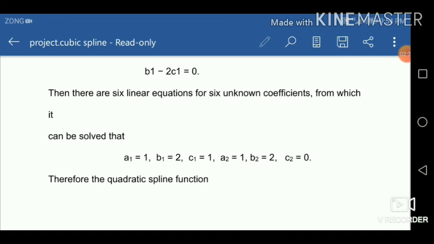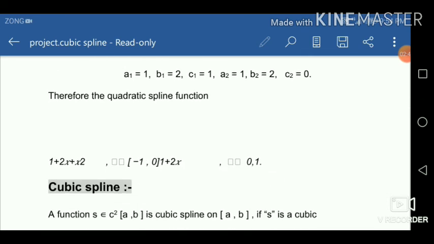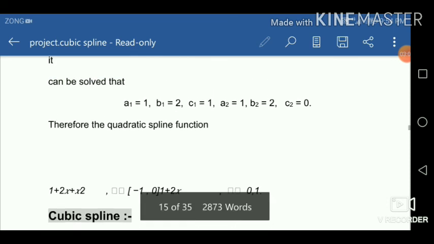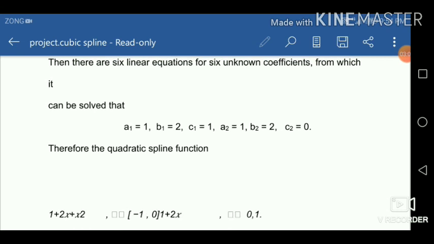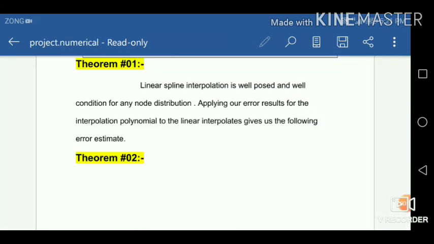When we solve the above, we get the unknown values: a1 equal to 1, b1 equal to 2, c1 equal to 1, a2 equal to 1, b2 equal to 2, c2 equal to 0. Therefore the quadratic spline function we get from these constants is 1 + 2x + x². This is the first spline, defined on the interval [-1, 0], and the next spline is 1 + 2x on the interval [0, 1].